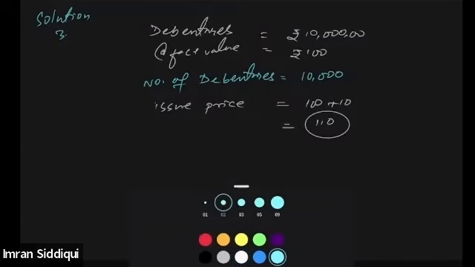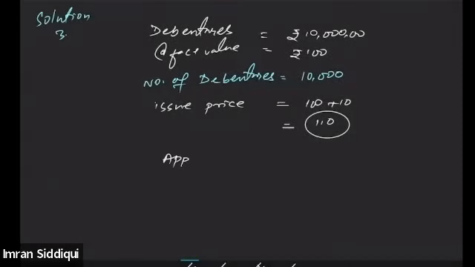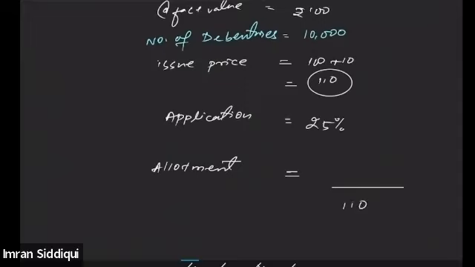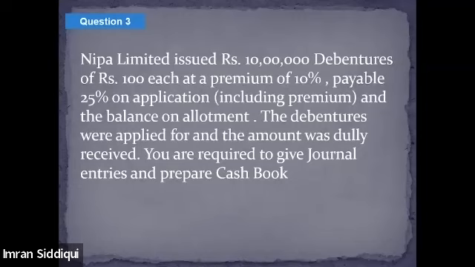And the company is willing to raise the entire amount on application and allotment only. The company will be raising 25% of the face value on application and the remaining on allotment. The remaining amount, that means 75%, needs to be given on allotment. Total should be equal to 110: 100 rupees for the face value of the debenture and 10 rupees for the premium. All right, everyone, this is what the question says: 25% on application, including premium, and the balance on allotment.